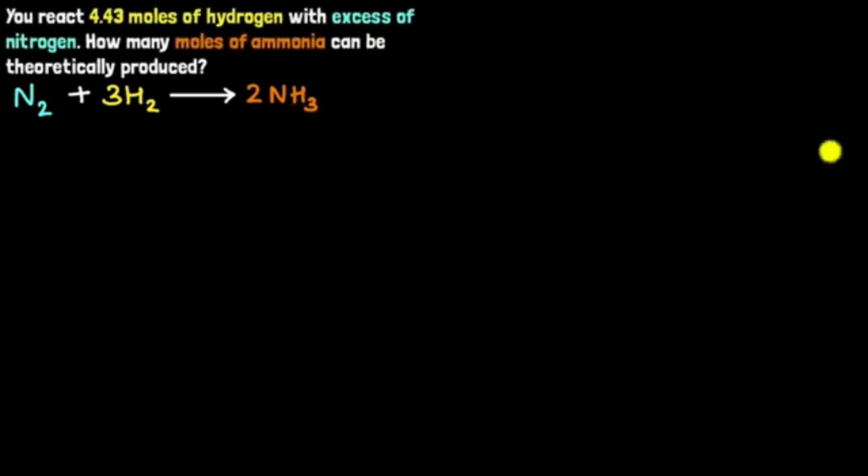As a chemist, your goal is to produce some ammonia, and you decide to use this chemical reaction to do that. Ammonia is useful in making fertilizers, for example, to improve the crop yields. Anyways, suppose you react 4.43 moles of hydrogen with excess of nitrogen, meaning you have a lot of nitrogen, but only limited quantities of hydrogen, only 4.43 moles of hydrogen. So you react them. Then the question is, how many moles of ammonia can be theoretically produced?